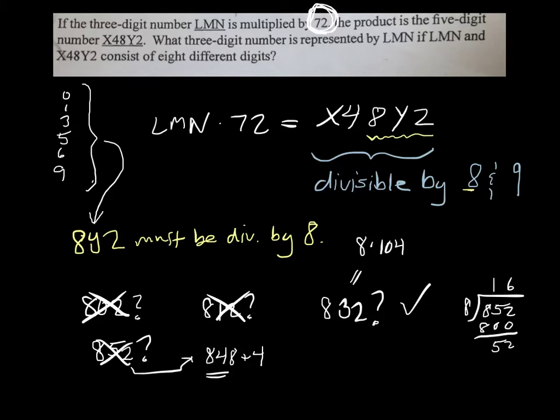What about 862? Divisible by 8 or not? No. Why not? 800's divisible by 8, but 62 isn't. Good. And then finally 892. No, it isn't, because 92 is not. So that means, bingo, we know what y has to be. y has to be 3. Okay, so that's progress.